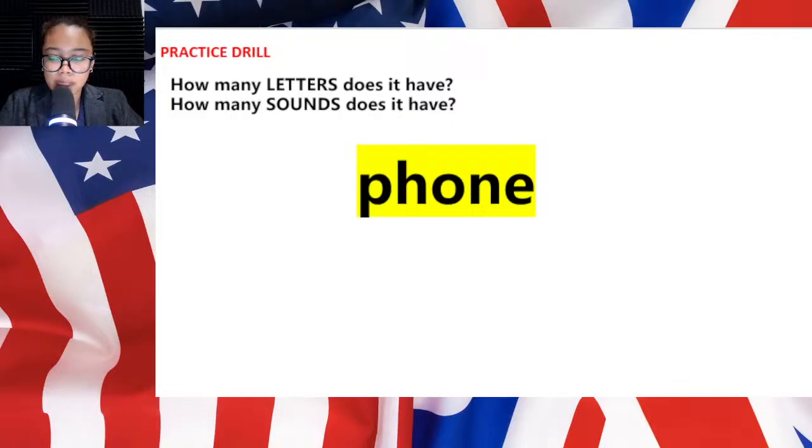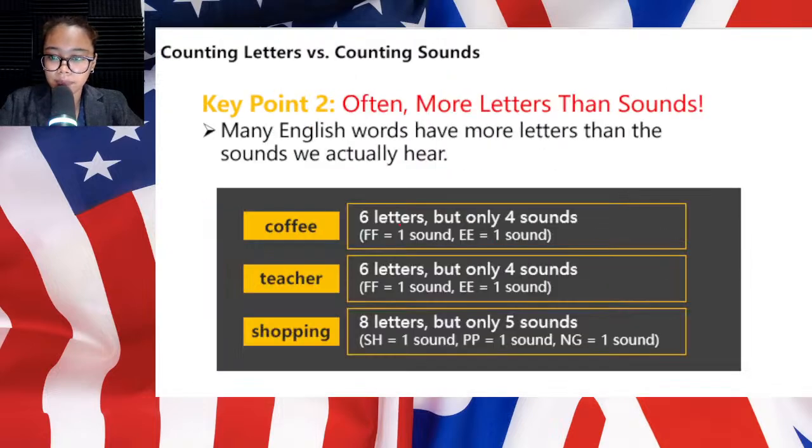Okay. Practice drill. Now, there are two guiding questions that you need to answer. First, how many letters does it have? Not the word. And then, second, how many sounds does it have? Now, let's go back to what we did earlier. For example, coffee. The word coffee has 6 letters but only 4 sounds. So you put 6 letters and then 4 sounds for the word coffee. So that's what you're going to do for the practice time.